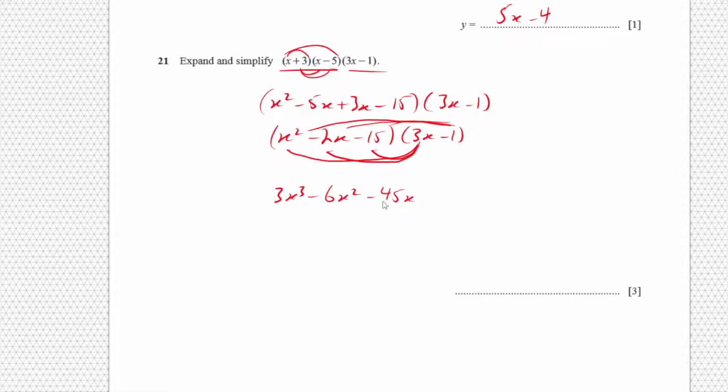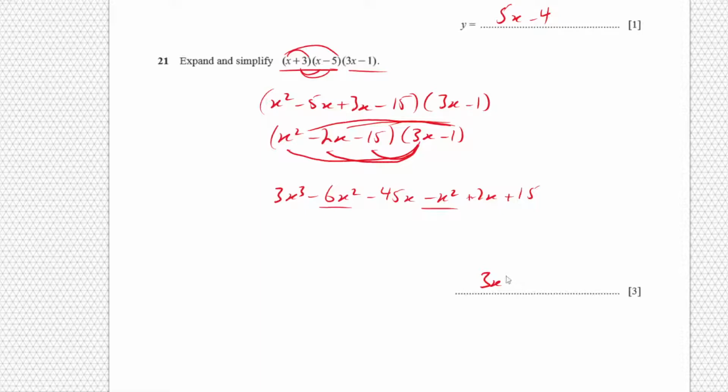I'm doing this without a calculator. I hope I don't make a silly mistake. Negative 1 times x squared is negative x squared. Negative 1 times negative 2x is positive 2x. Negative 1 times negative 15 is positive 15. 3x cubed, negative 6x squared, minus, okay, so we have another x squared. We're going to simplify that. Negative 6x squared minus 1x squared, so that's negative 7x squared.